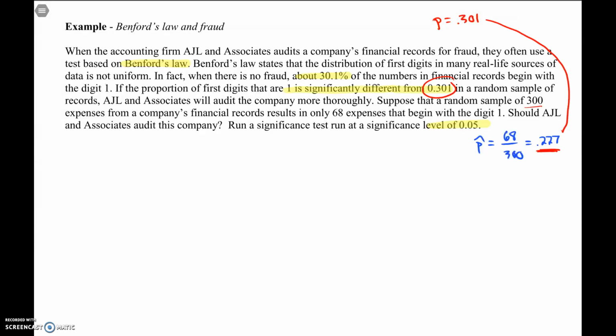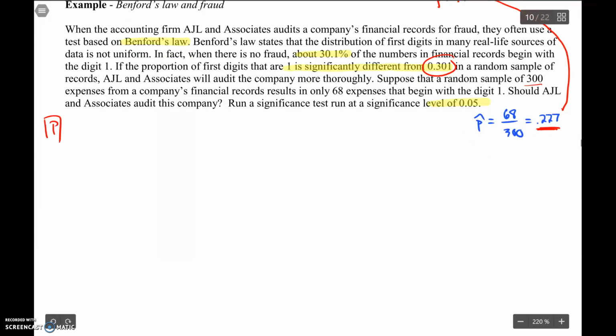Well, let's run a significance test. P, parameter of interest. The parameter of interest is a proportion, a population proportion. So this is the true population proportion of this company's financial records at this company that start with 1.